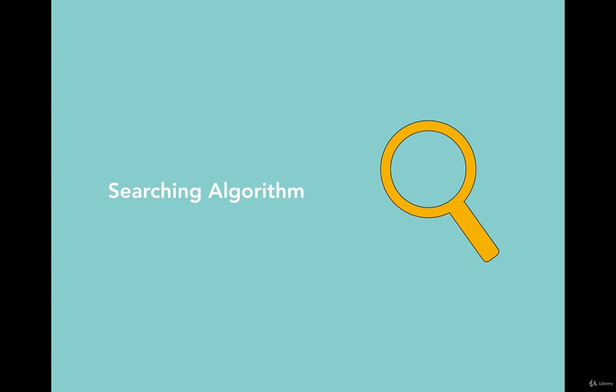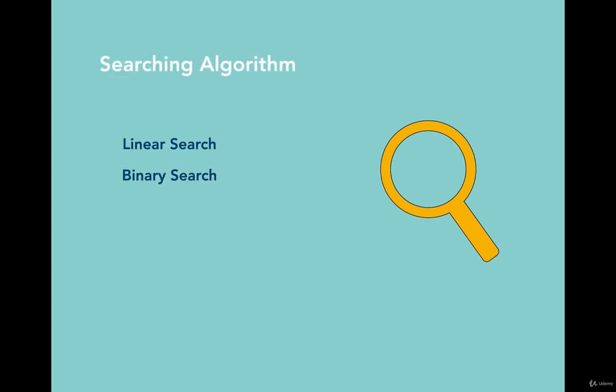Hello everyone and welcome to our new section, which is called searching algorithms. In this section we are going to learn different types of searching algorithms like linear search and binary search. As the name implies, a searching algorithm is meant to search for something.